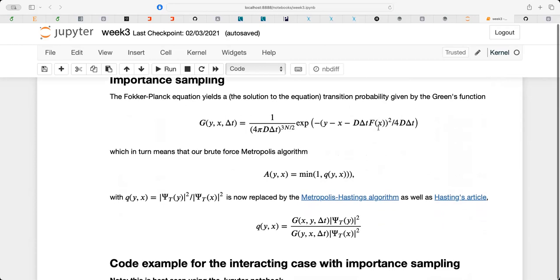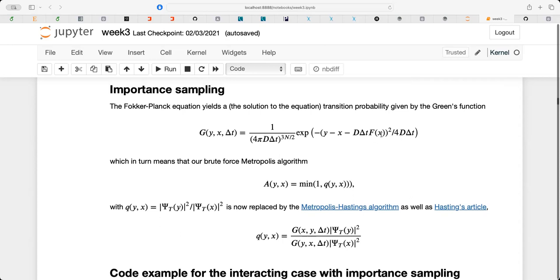So if I take away this quantum force, what would happen with this ratio here? What happens with G(x,y) divided by G(y,x) if I take away the quantum force F? Does anyone see that immediately? It's the same. And then we are back to what we call the brute force Metropolis, because then it's equally likely to go from X to Y as from Y to X. And then these two cancel each other, and we are left with the same ratio which we had before.